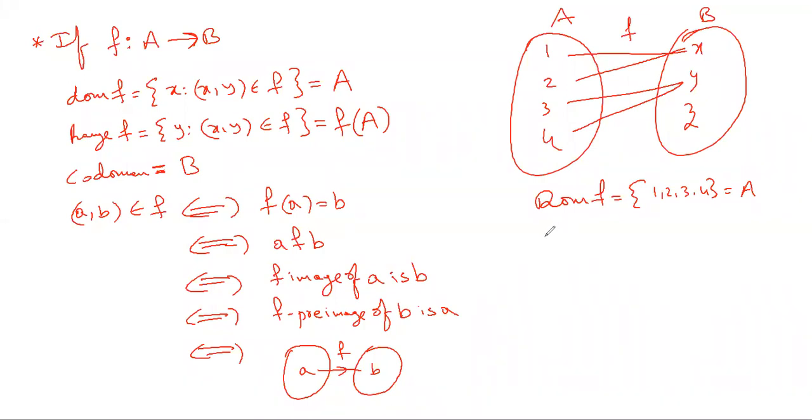Next, the range of f. There is a notation for the range of f, f of A. Sometimes if they ask the question, find f of A, you should not be surprised. That's why you should know all the notations which are given. So f of A is basically these x and y engaged elements in the second set. And the codomain of f is the second set B.